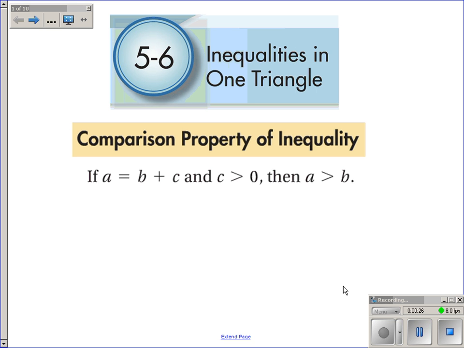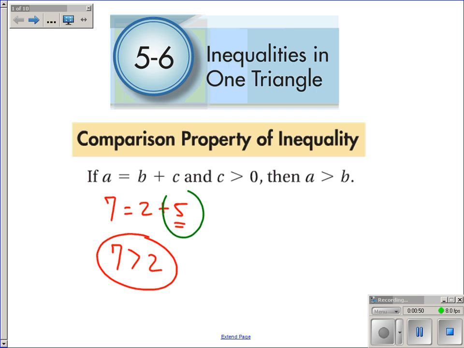Let me give you an example. 7 we know is equal to 2 plus 5, and 5 is bigger than 0. So 7 must be bigger than 2. Now, I know that seems really simple and maybe not even very useful, but it will be useful, and we'll see how that is useful to us in the next slide. The reason why it works is because 5 is bigger than 0. In this case, C is bigger than 0.